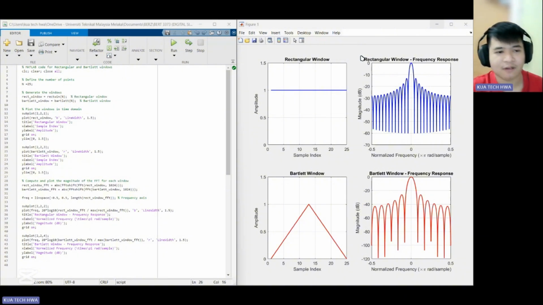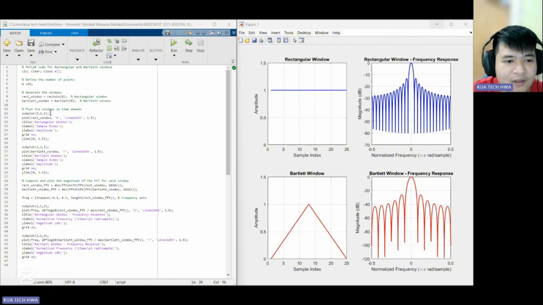I'm Pratikwa, and I will present the result. First we use the number of points, which is the number of samples, which is 25. Then we use the functions rectwin and bartlett to generate the rectangular window and the Bartlett window. So these two are the rectangular window and the Bartlett window.